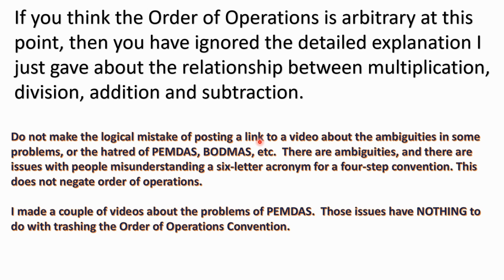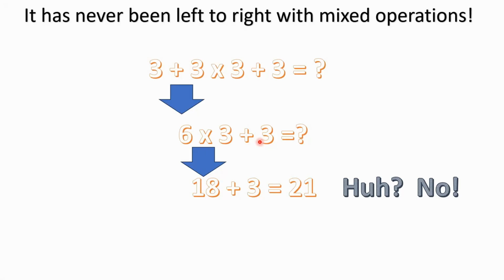There are ambiguities out there. There are ambiguities with things like implicit multiplication that people will argue about. And there are a lot of problems with people misunderstanding these acronyms, but it doesn't negate the order of operations. So if you're posting a link like that, it basically means that you don't really understand what you're posting. Now, I made a couple of videos about the problems of PEMDAS already. They're in the playlist. And those issues have nothing to do with trashing the order of operations convention.